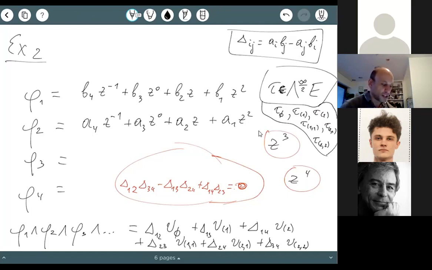But if I want the vector to be decomposable, they have to satisfy this relation. Okay. So I'll come back to this example.